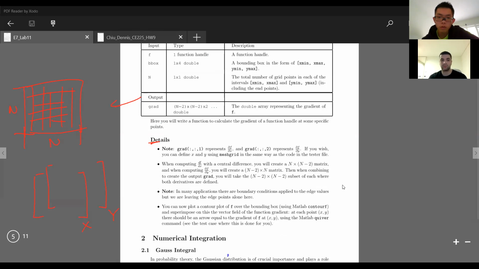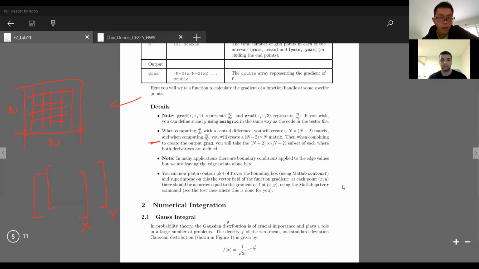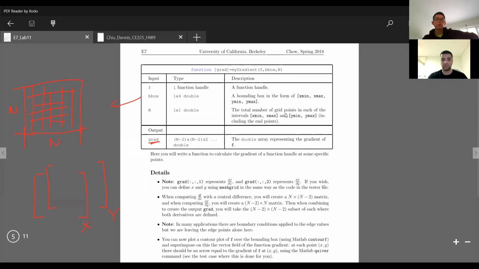Let's see. Anything else I missed? Applications. Yeah, we're leaving the edge points alone here. So just the central difference method. We're not dealing with the edge cases. And contour. Okay, that's it for 1.2.